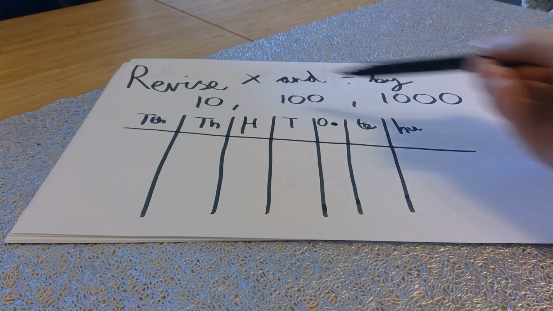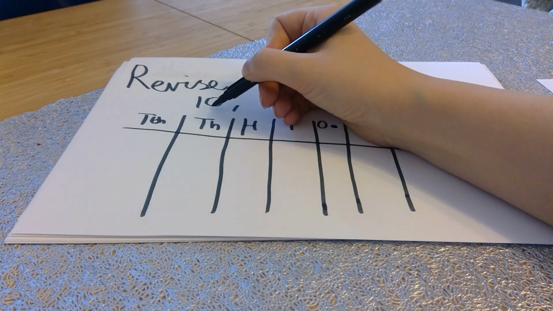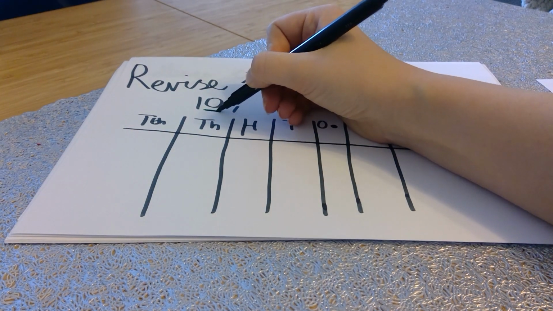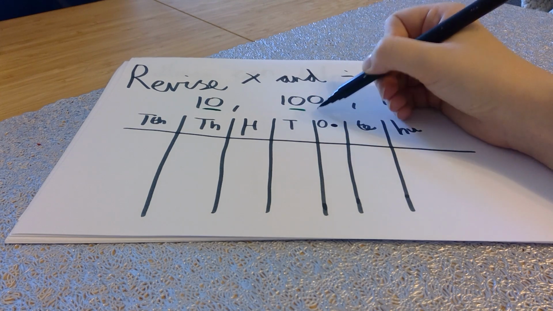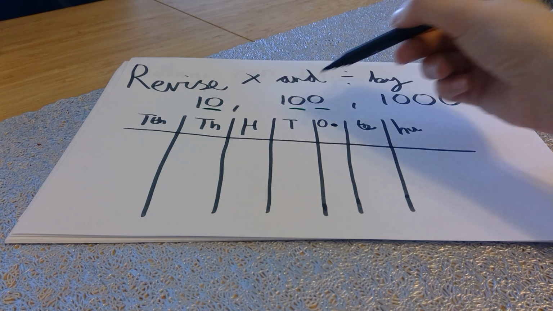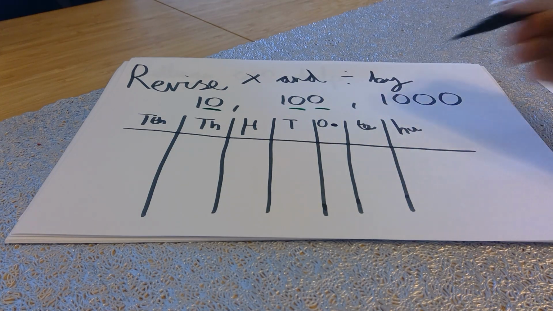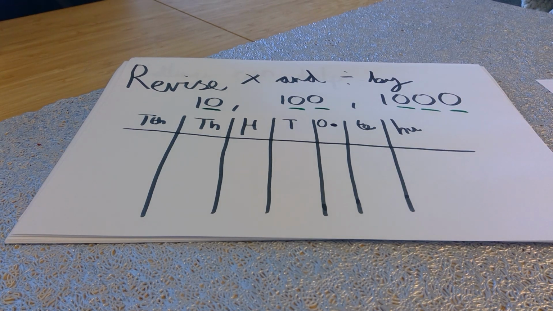Now, I've done my place value chart here because that's going to help me convert. So if I've got multiply or divide by 10, I'm going to move my numbers one space. That's because 10 has 1 zero. So if I'm going to multiply or divide by 100, how many places will I move my numbers? Yeah, absolutely 2, because 100 has 2 zeros. And by 1000, I would move it, well done, 3, because 1000 has 3 zeros.